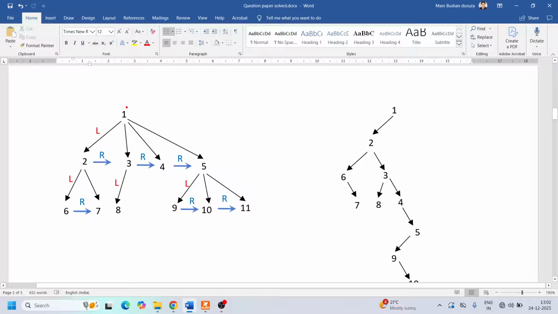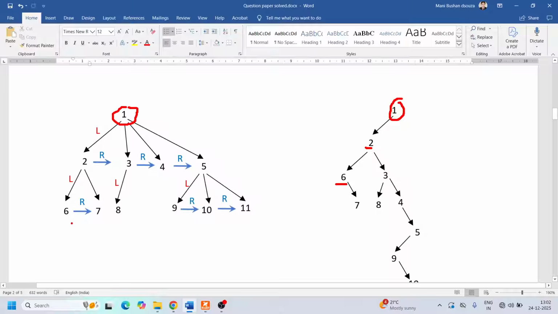Now start with the parent, that is 1. So you mark the parent as 1. First you are going to go with the leftmost child here. So L, you traverse along the L. What you get is 2. Mark it as 2. Again go to the L of this 2, that is the left child of 2, and mark it as 6.